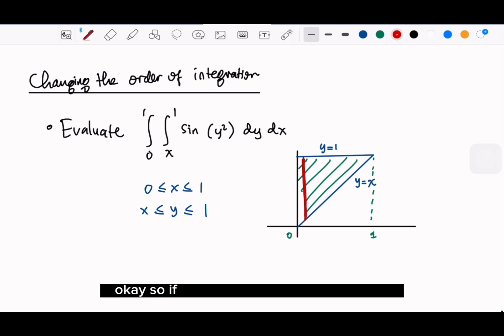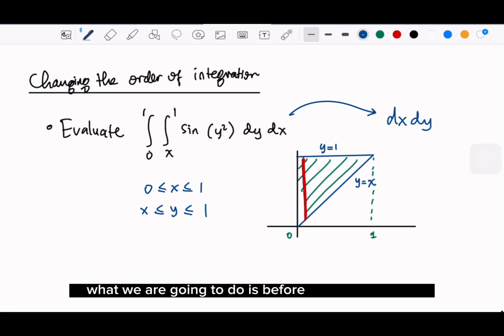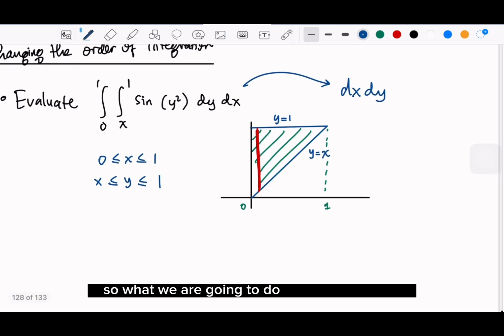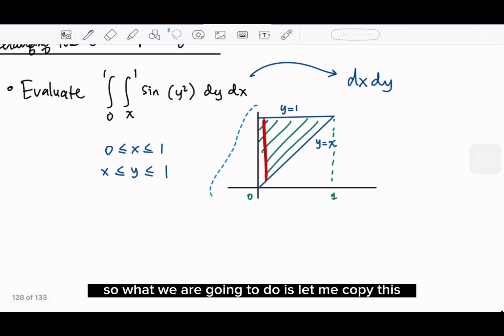And this is perfectly the same with what we have in the question. So if you want to make it into dx dy, we are going to switch this variable. Before, the constant is x. Now, if we want to make this into dy, it means that we are going to make y a constant. So y will be 0 to 1. I think that is very clear here. So what we are going to do is, let me copy this.